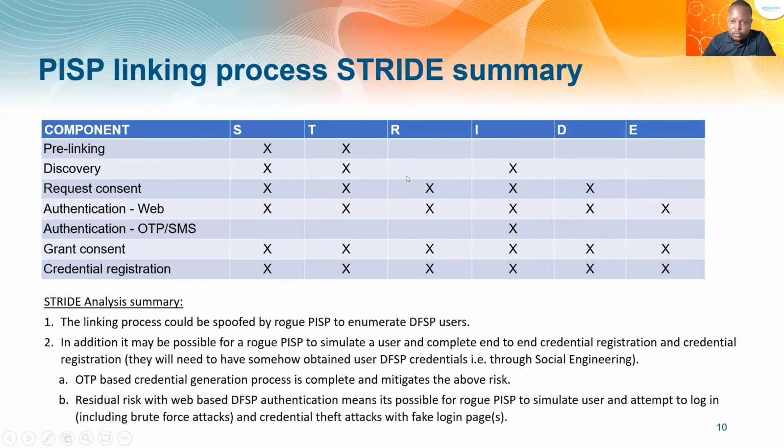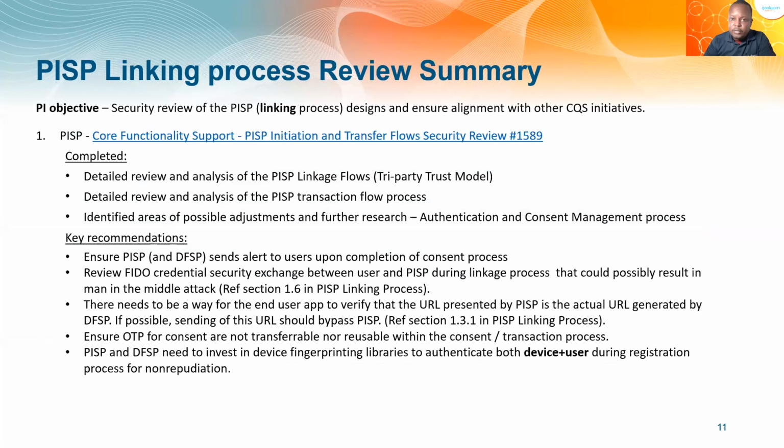So the linking process could be spoofed by a rogue DFSP. It may also be possible for the rogue PISP to simulate a user and attempt end-to-end credential registration. Our main recommendation here is, if it's possible, we have the OTP process almost to be mandatory for the user, such that they are able to have one validation process that bypasses the PISP.